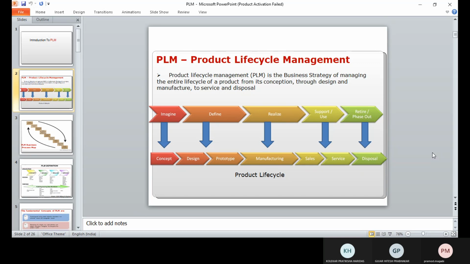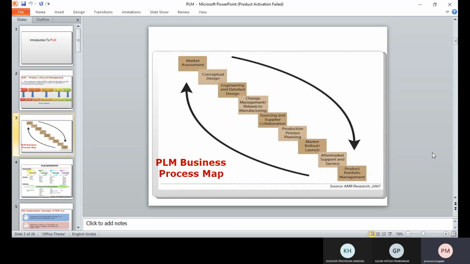Okay. Now this will be the process of the PLM actually. First of all, we have to assess the market, find out what the lacunae are, and note them down. Then we have to prepare the conceptual design. After that, the detailed design, where we check whether it is fruitful or not.